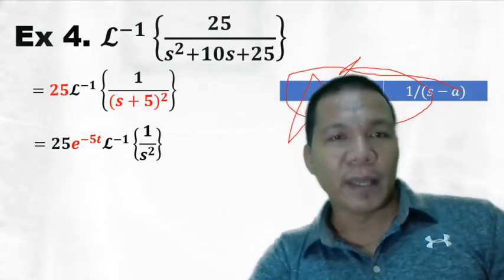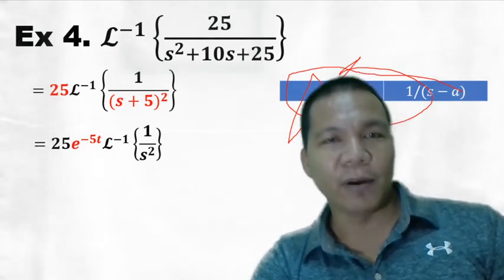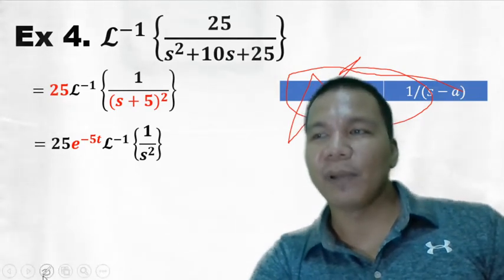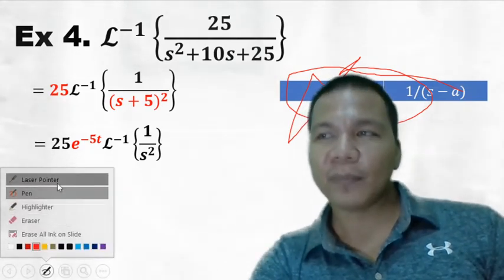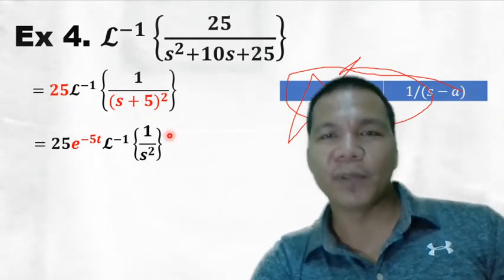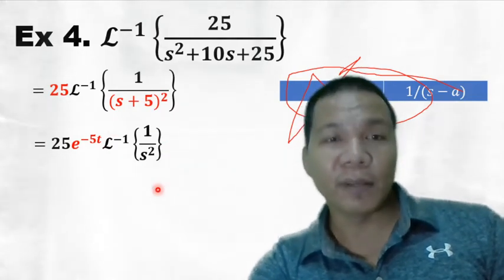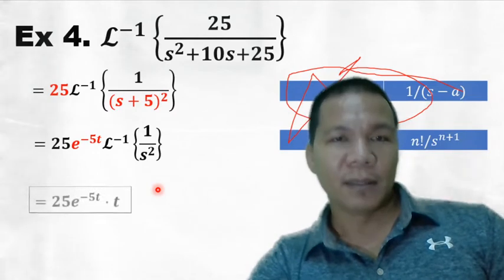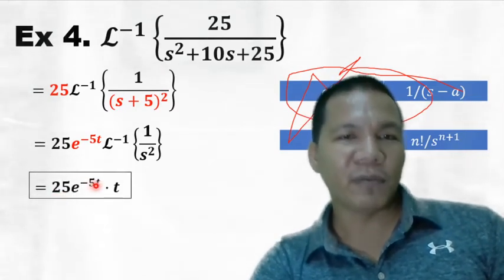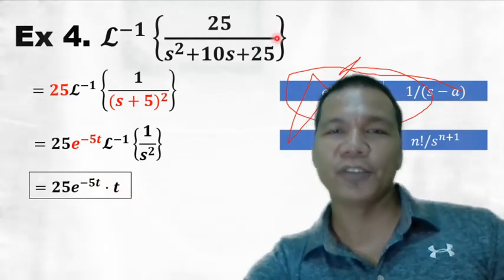Since 5 is taken out, now it became e raised to negative 5t. All you have to do next is to take the inverse Laplace transform of your 1 over s squared. What's the inverse Laplace transform of that? Right, that is equivalent to t. So that will become 25 multiplied by e raised to minus 5t multiplied by t. That's the inverse Laplace transform of this function.